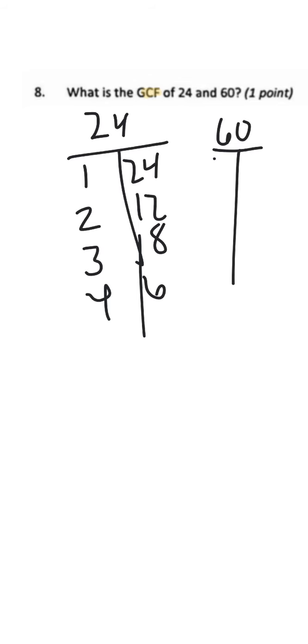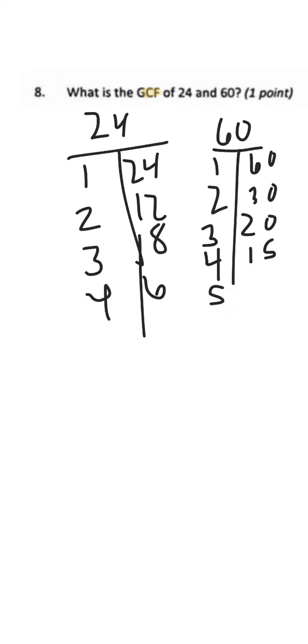So let me do it that way. I have 1 times 60, 2 times 30, 3 times 20, 4 times 15, 5 times, I know 5 goes in there, I'm trying to think how many times. Let's see here, 6 divided by 5.